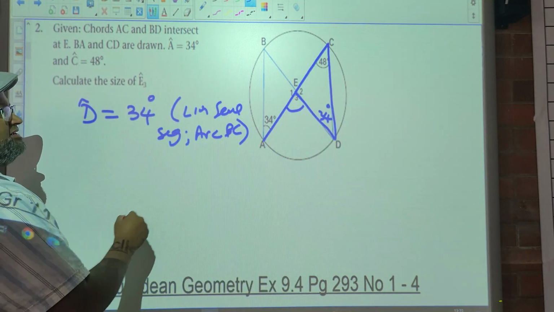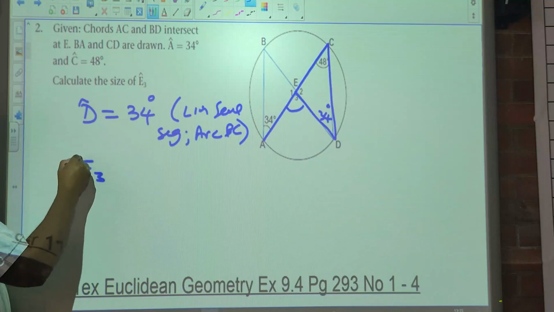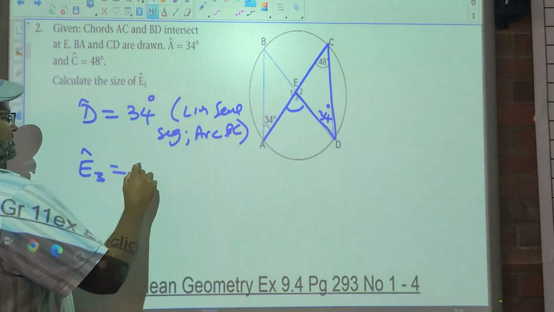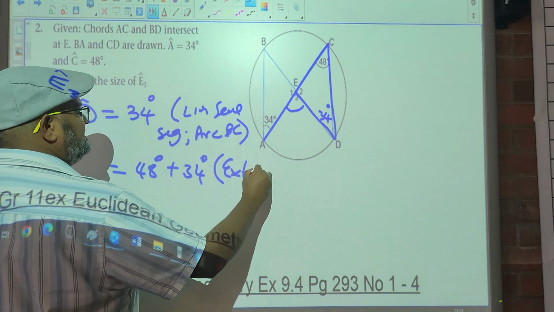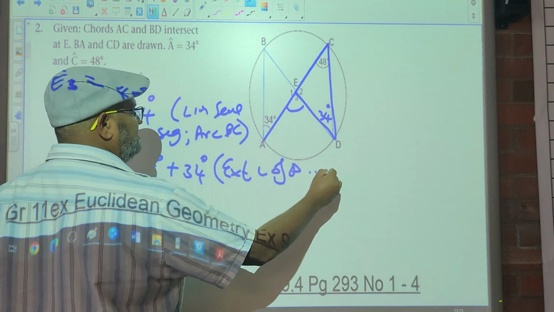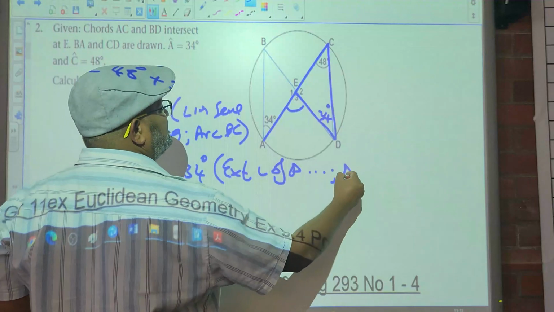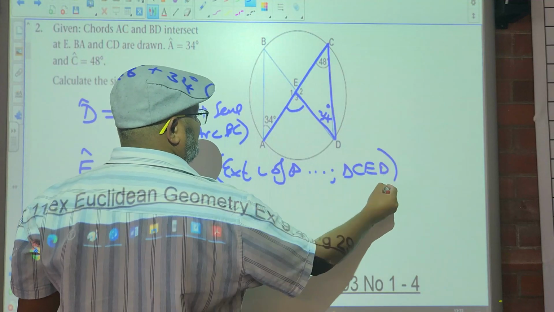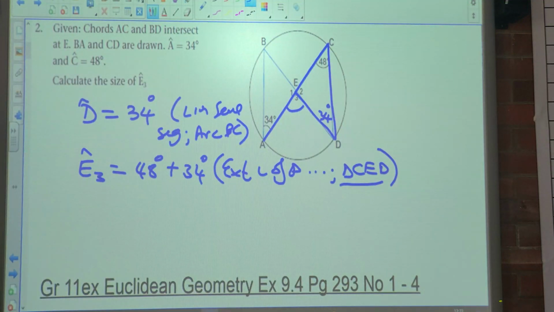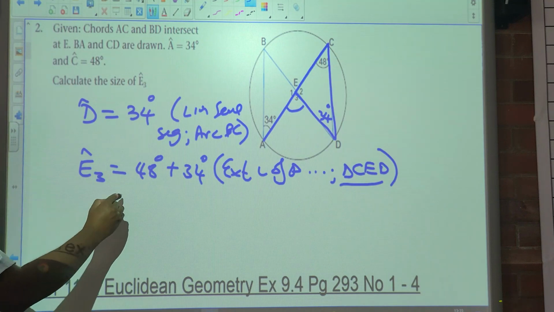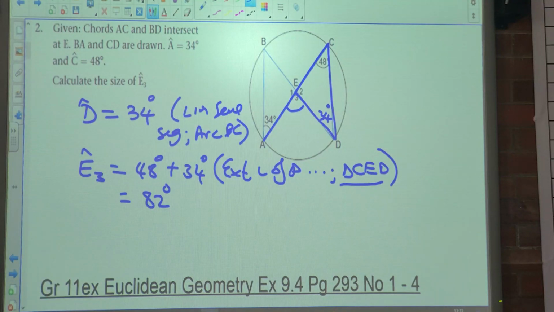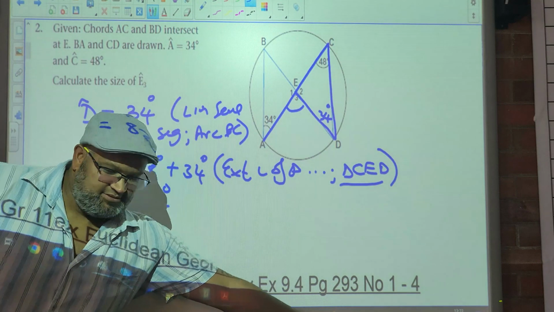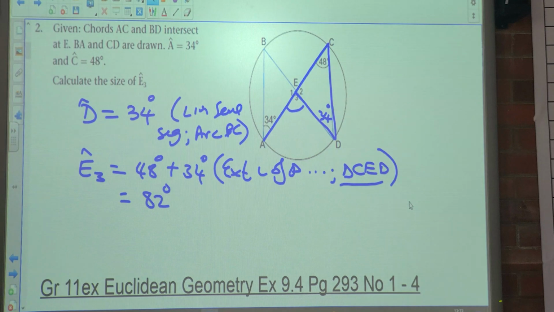Now what? Angle E3 is equal to 48 degrees plus 34. Why? It's exterior angle of triangle. The exterior angle of triangle CE. Again, I don't have to say that. Okay. So that gives you a whopping 82 degrees. You guys understand? Any confusion? Easy, no?